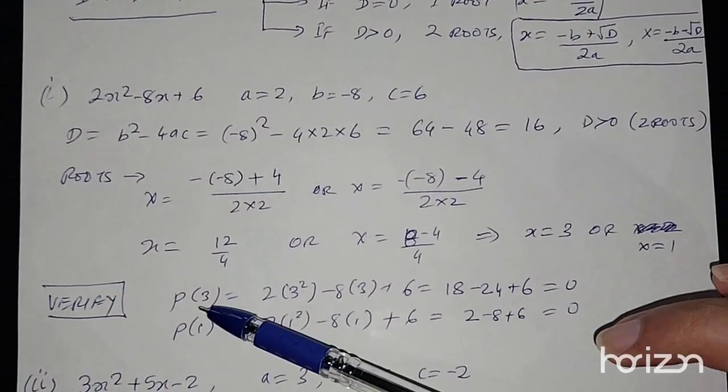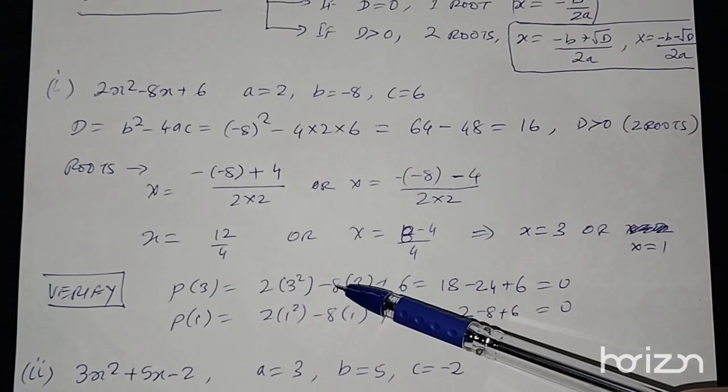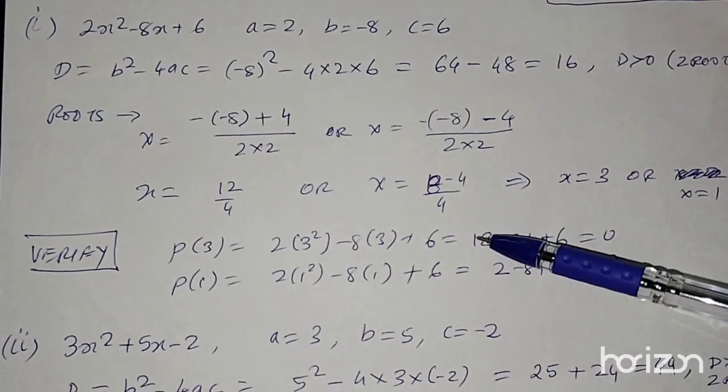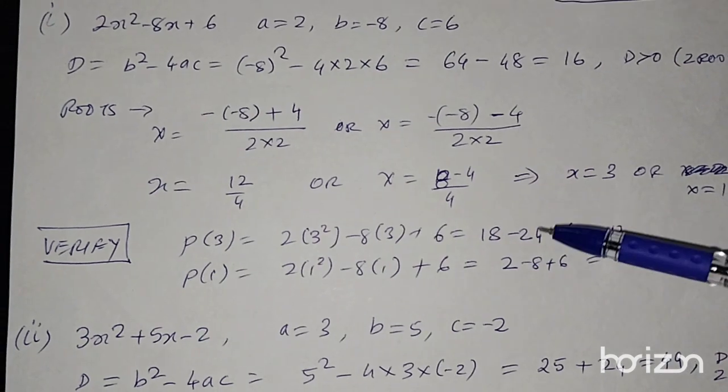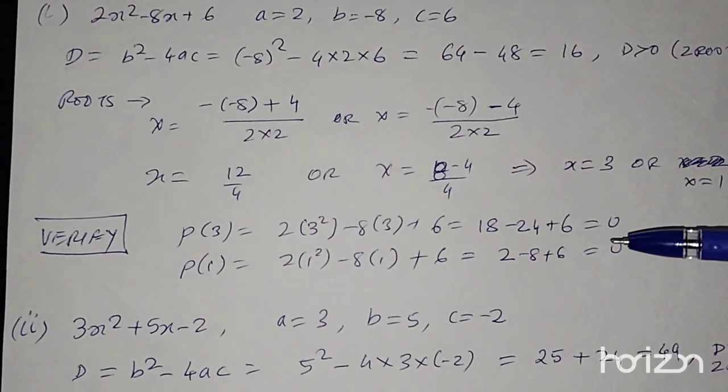Okay, to verify, just substitute back. P of 3 is 2 times 3 squared minus 8 into 3 plus 6. Now 3 3s are 9, 2 9s are 18. 18 minus 24 plus 6. Okay, 18 plus 6 is 24, minus 24, you will get a 0.